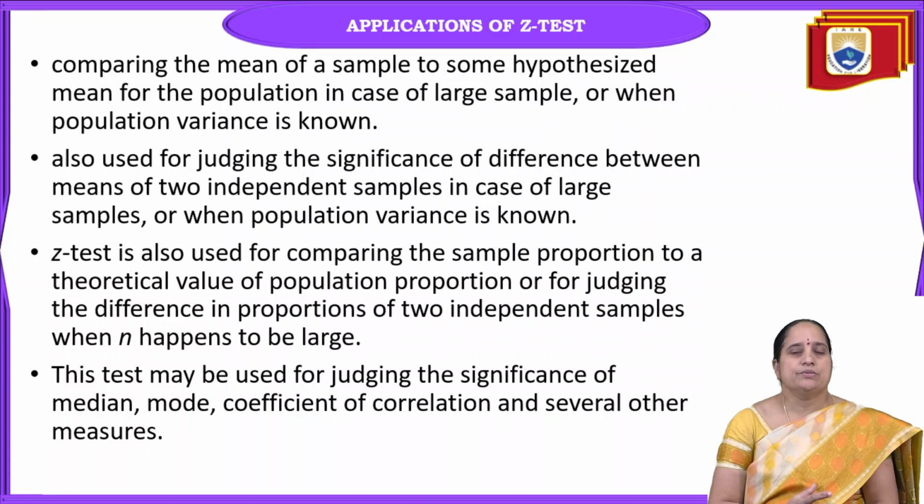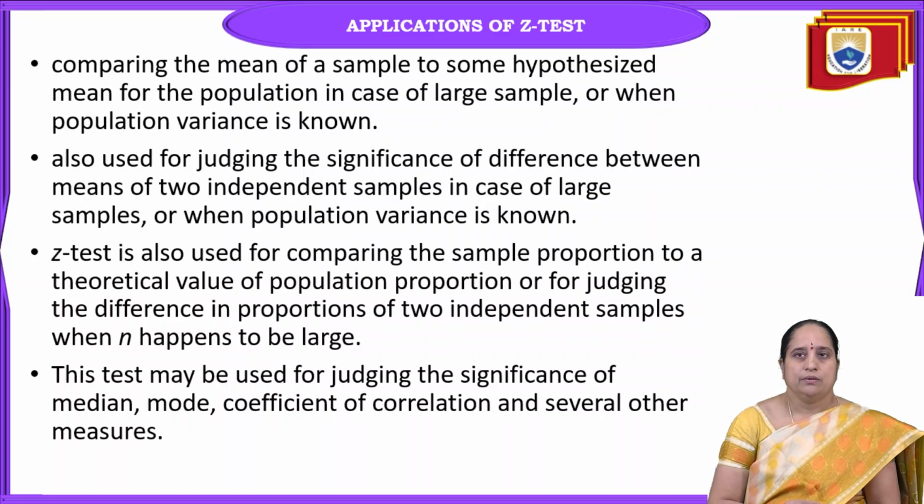Coming to the applications of Z-test: comparing the mean of a sample to some hypothesized mean for the population in case of a large sample, or when the population variance is known. The second application is judging the significance of the difference between means of two independent samples in case of large samples, or when the population variance is known.